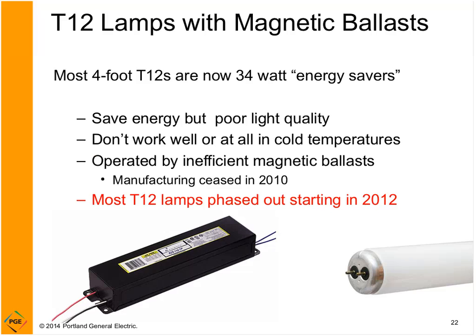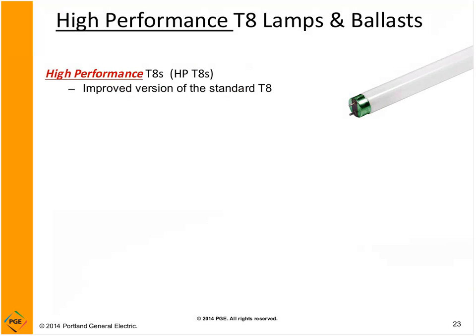And because T12s are so bad, we need to change these out to something more efficient. And there's a lot of options, and we're going to be covering those here on the very next slides. So the most common thing to do, and what we've been doing for years, is replacing T12s with T8s, which are smaller in diameter, as we saw, than T12s, but they're the same length and they have the same pins, so they fit in the same lamp holders as T12.